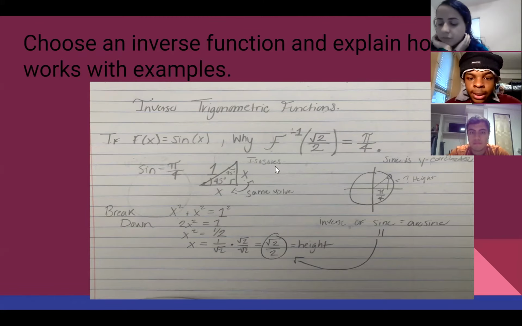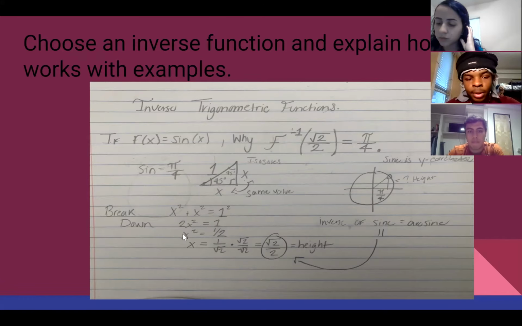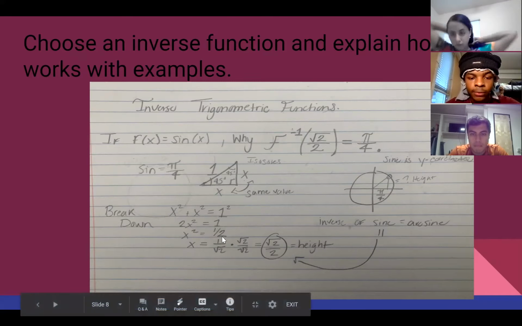With it being an isosceles triangle, we can see that 45 degrees is on this side, and 45 degrees on the top side, making this a 90-degree angle. So we know 1 is the hypotenuse, and this is x, and this is x. Now we're looking for this x. It's basically like saying x squared plus x squared is equal to 1 squared. Breaking that down, we can say 2x squared is equal to 1, because 1 squared is 1. Then x squared is equal to 1 over 2. And from there, we can say x equals 1 over the square root of 2.